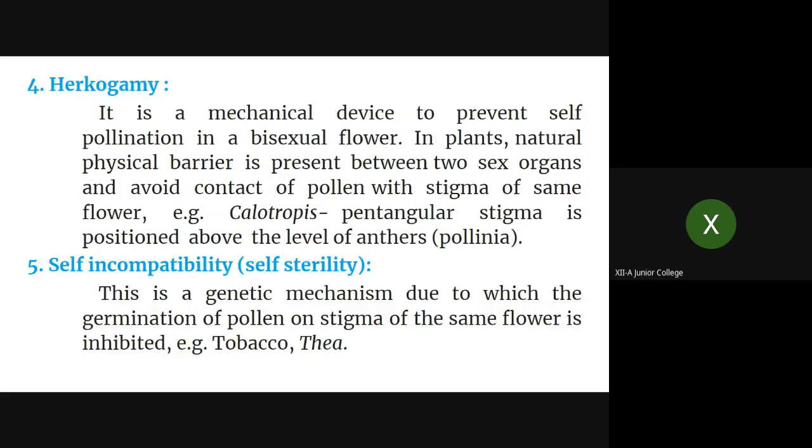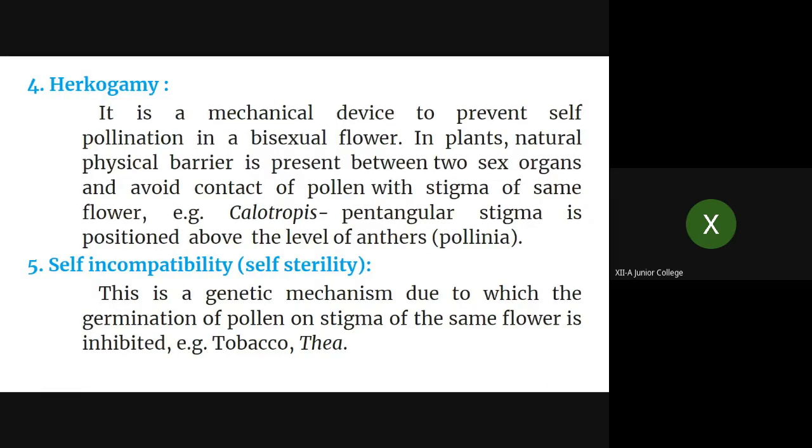For example, in Calotropis, what happens? A pentagonal stigma is present, and that pentagonal stigma is positioned above the level of the anther. Not only that, but the level of the anthers, that means the pollen grains, that is the stamen or the androecium, is very low, and that's why they cannot reach the pentagonal stigma. So Calotropis, we have learned Calotropis procera in adaptations last year.